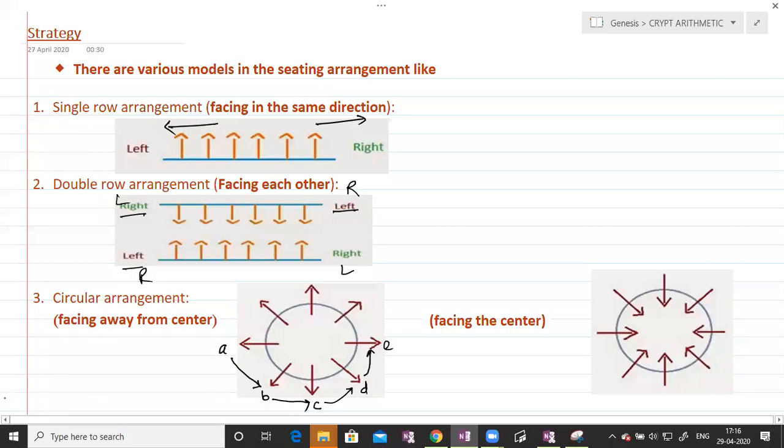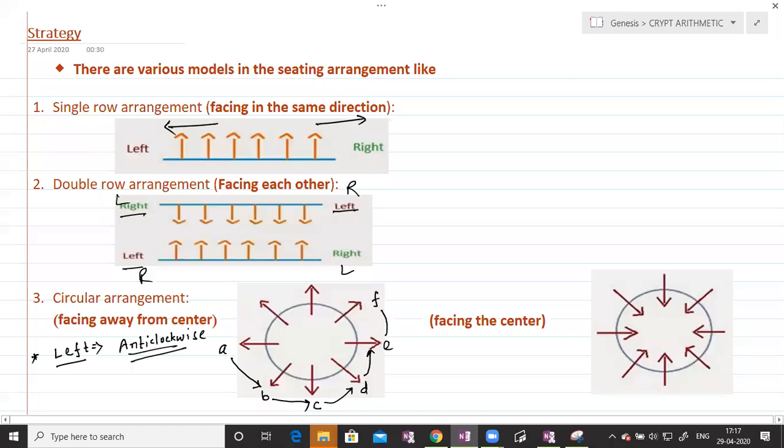Look at this. What is happening? Left means I am considering this is anti-clockwise. One important point, remember: the first point is left means anti-clockwise. Look at this. B is left of A. C is left of B. D is left of C. E is left of D. And so on. Let's say this is F.